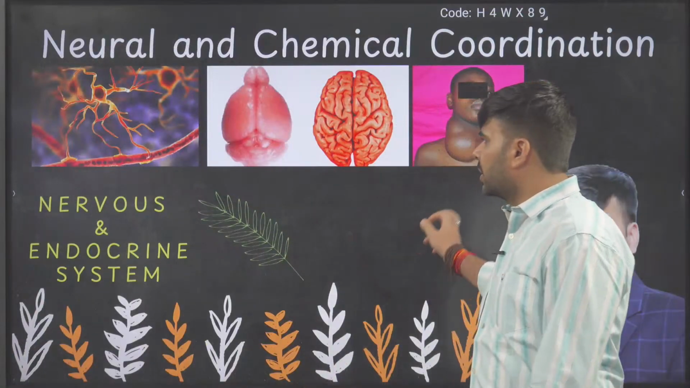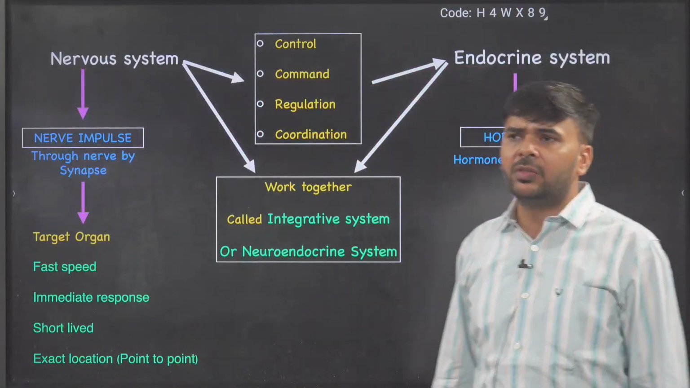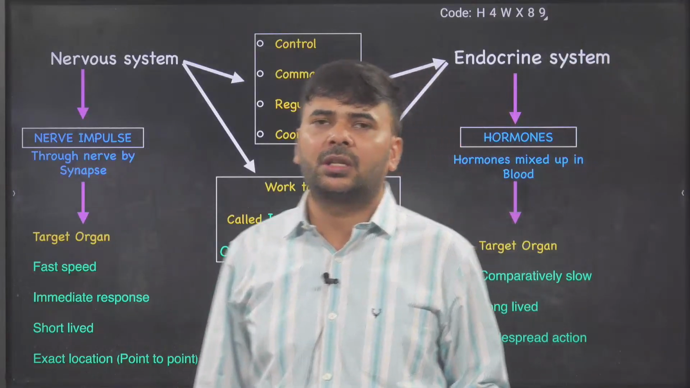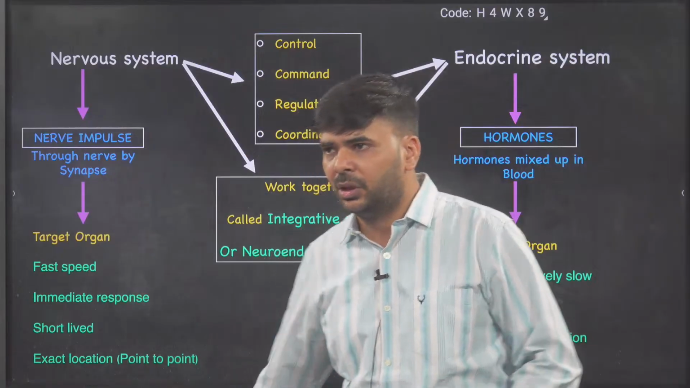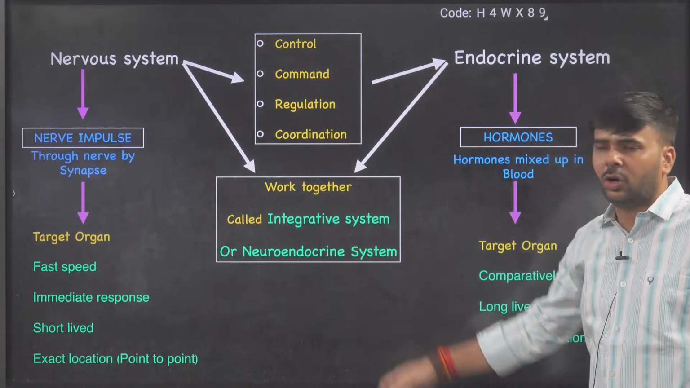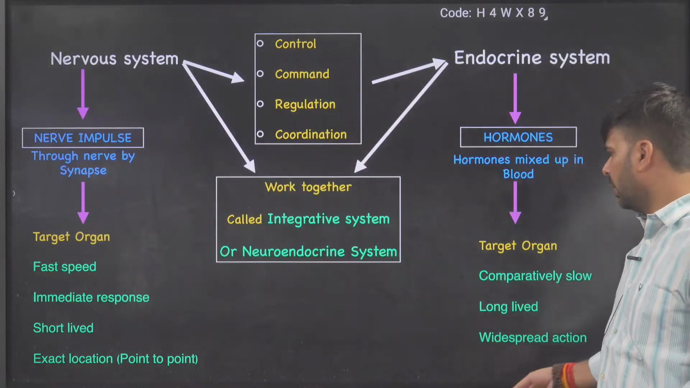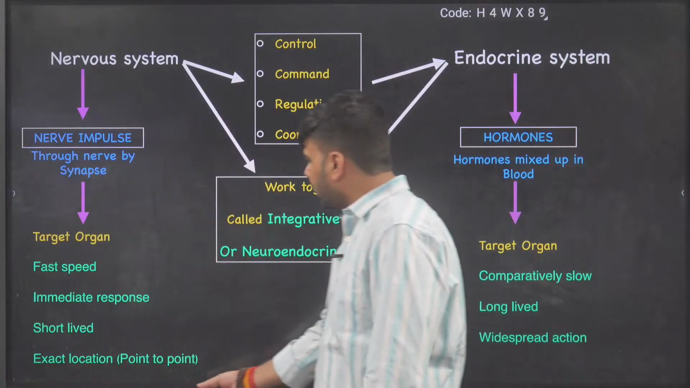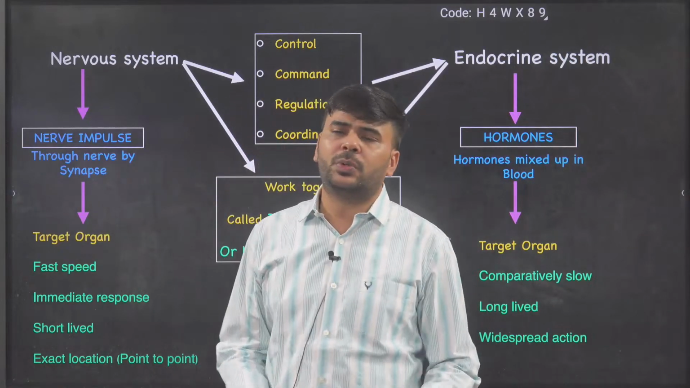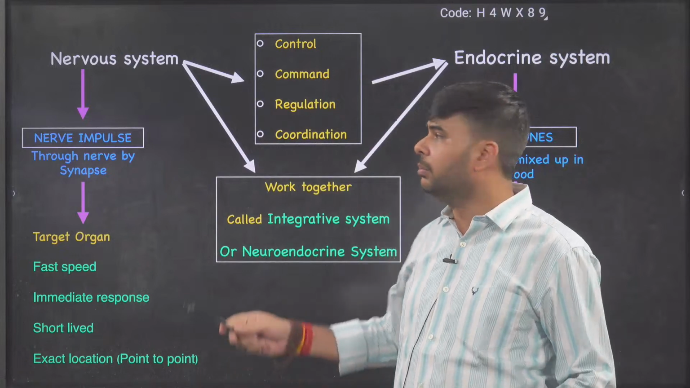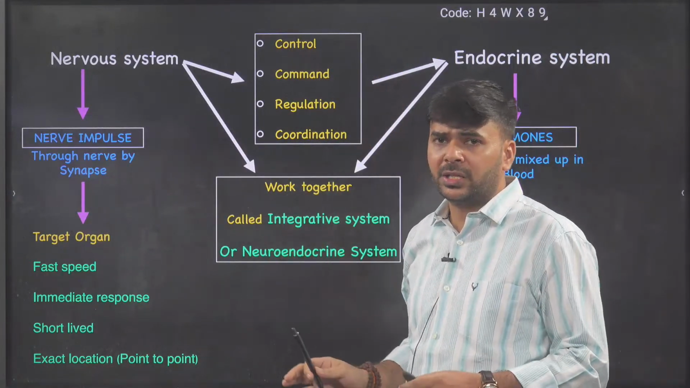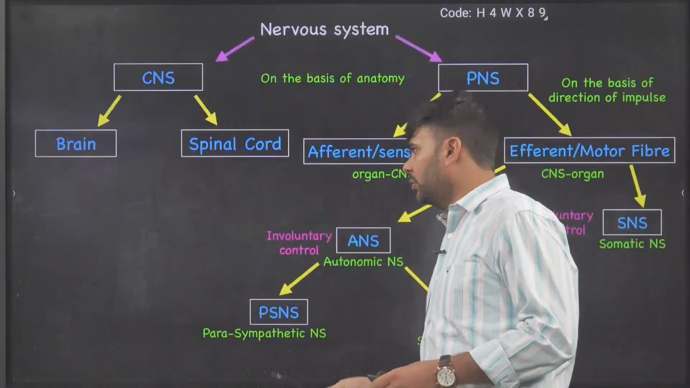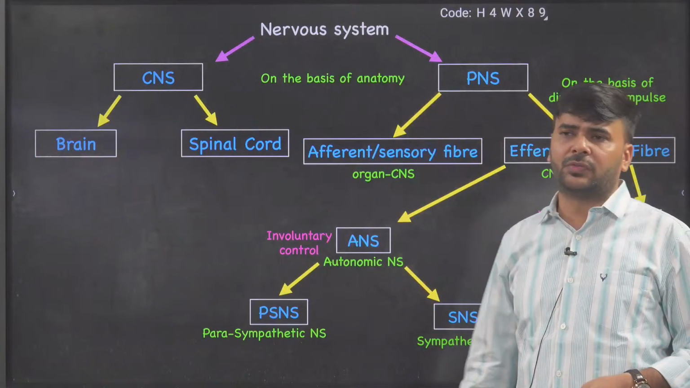So last class we discussed about nervous system and endocrine system. Nervous system and endocrine system together are called the neuroendocrine system, and the neuroendocrine system is also called the integrative system. This integrative system is responsible for many things in our body, mainly control, command, regulation, and coordination. Then next we discussed the classification of nervous system.